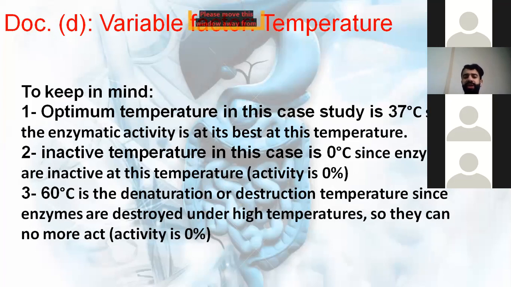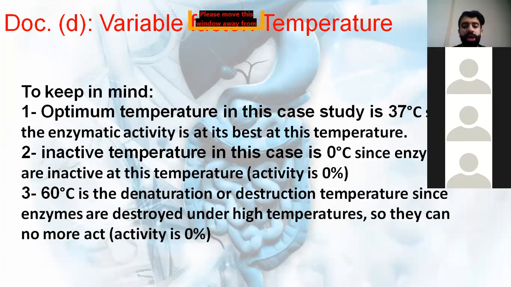Inactive temperature is 0 degrees Celsius. Why? Because the enzyme is inactive at this temperature. So from now on, whenever we talk about 0 degrees and below 0, the enzyme is inactive, meaning that the enzyme is sleeping at 0 degrees and below.